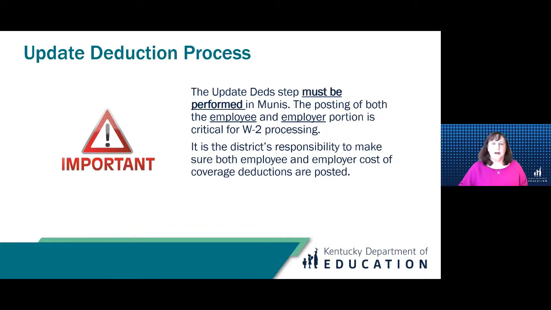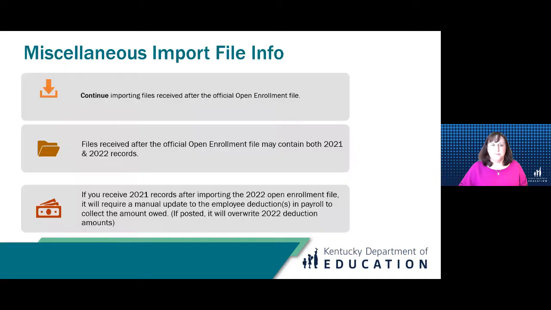And also just another reminder, the update deduction process needs to be done, not just now, but throughout the year. Not only does it update the employee amount, it also updates the employer amount. And that portion is reflected on the employee's W-2. So it really should be done through the Kentucky Employee Benefits Program. If for some reason you ever had to manually do an employee deduction, you always need to make sure that the employer portion is posted as well. And it's also important that you make sure everything posted for both the employee and the employer.